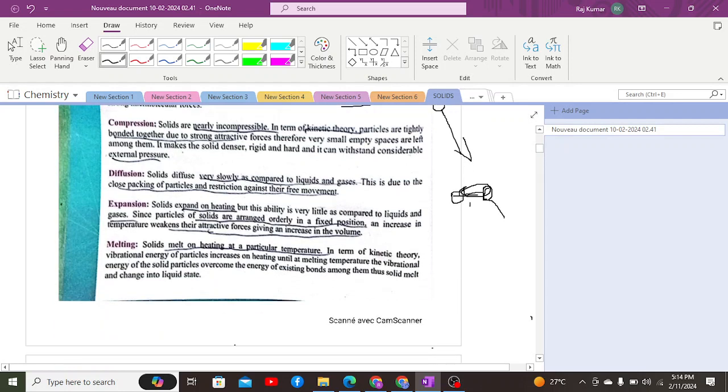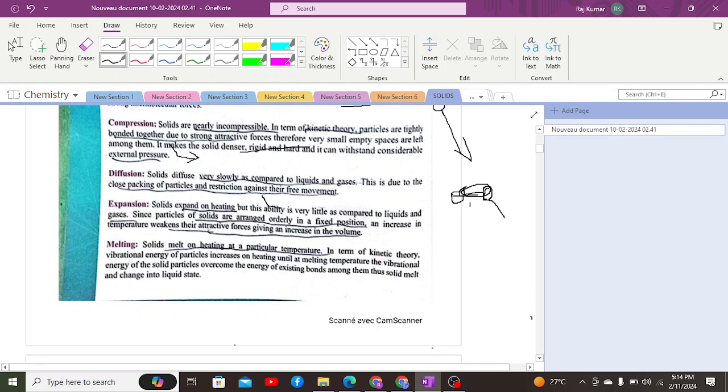According to kinetic molecular theory, the particles in a solid are tightly bonded together due to attractive forces, and small empty spaces are left among them. It makes a solid denser, rigid, and hard due to its non-compressible state, and it can withstand considerable external pressure. Moreover, when it comes to diffusion, solids diffuse very slowly as compared to liquids and gases because they have close packing of particles, due to which their spreading out or movement is restricted.